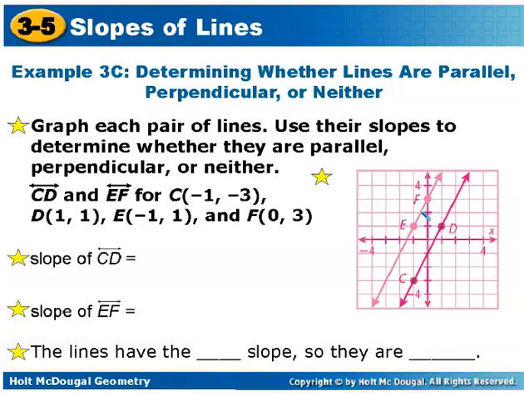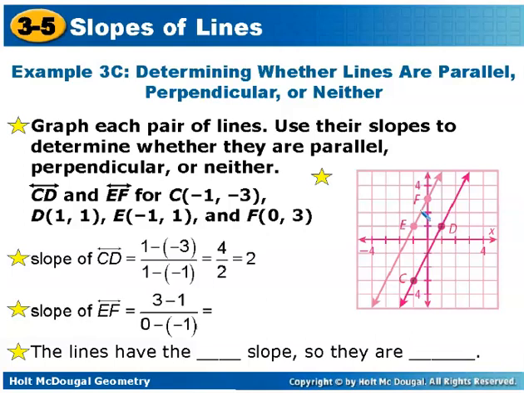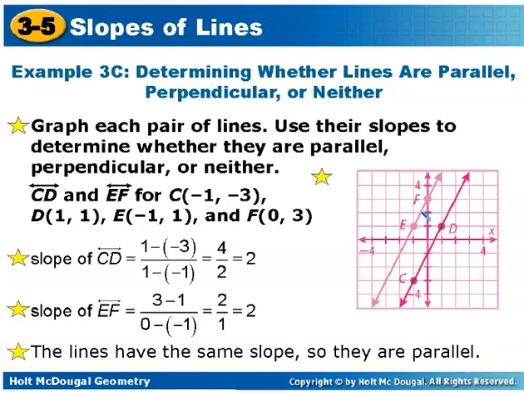Okay, so the slope for CD we're going to find is 2. So let's find if EF is also 2, and that is exactly what we find. So the lines have the same slope, meaning that they are parallel.